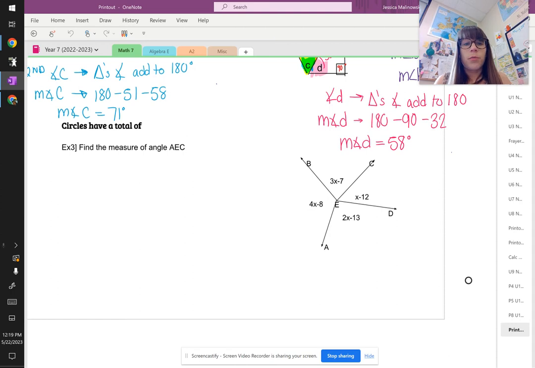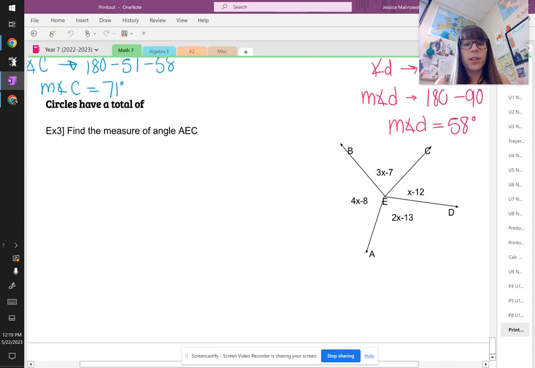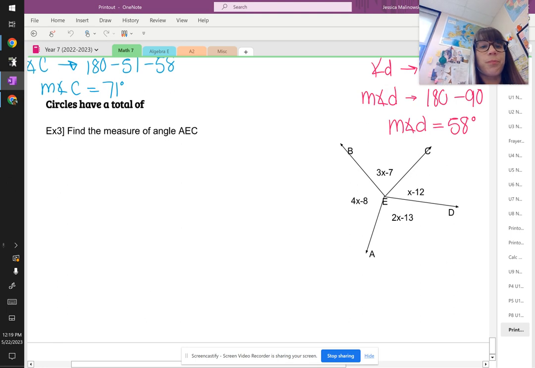All right, Math 7 humans, this is officially the last example that you will ever have to look at in Math 7. Woohoo! Yay you!